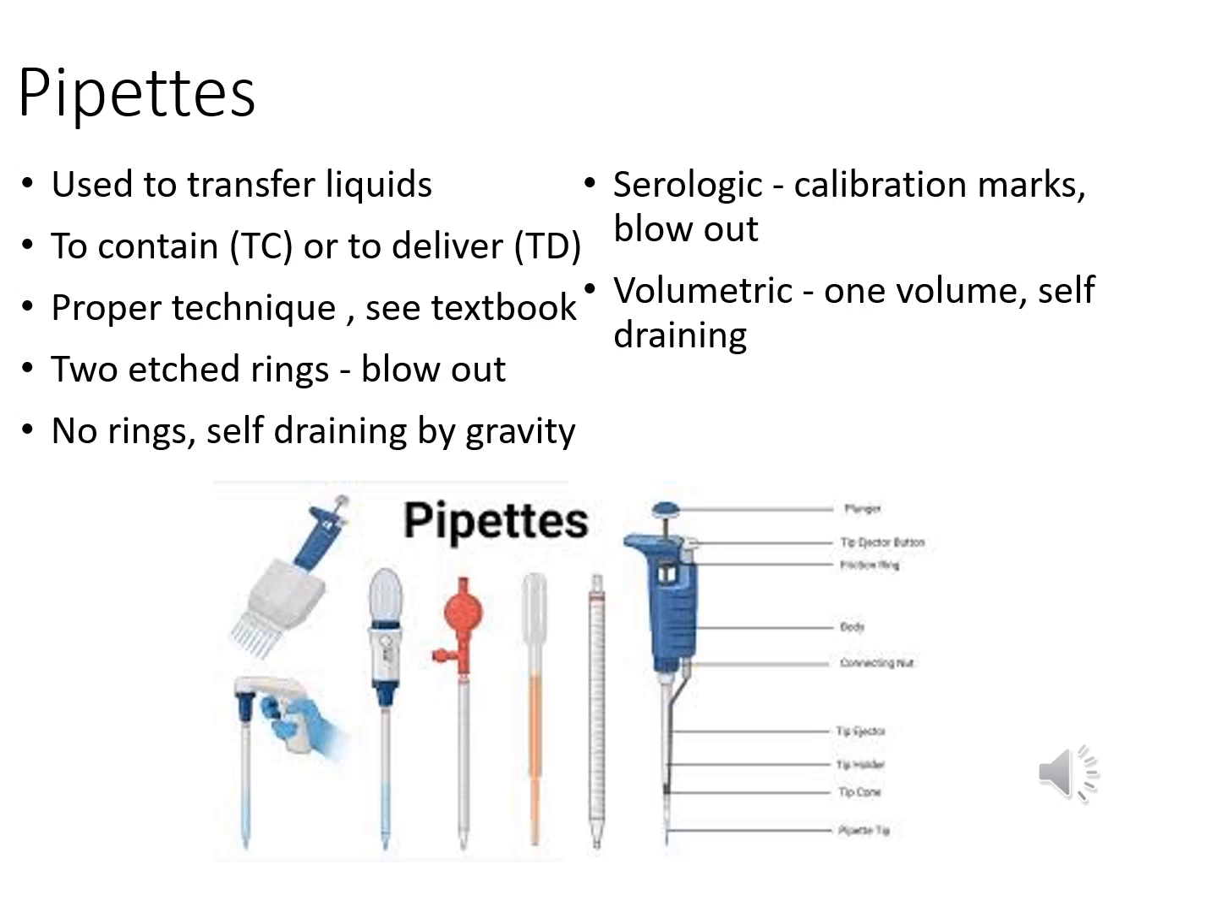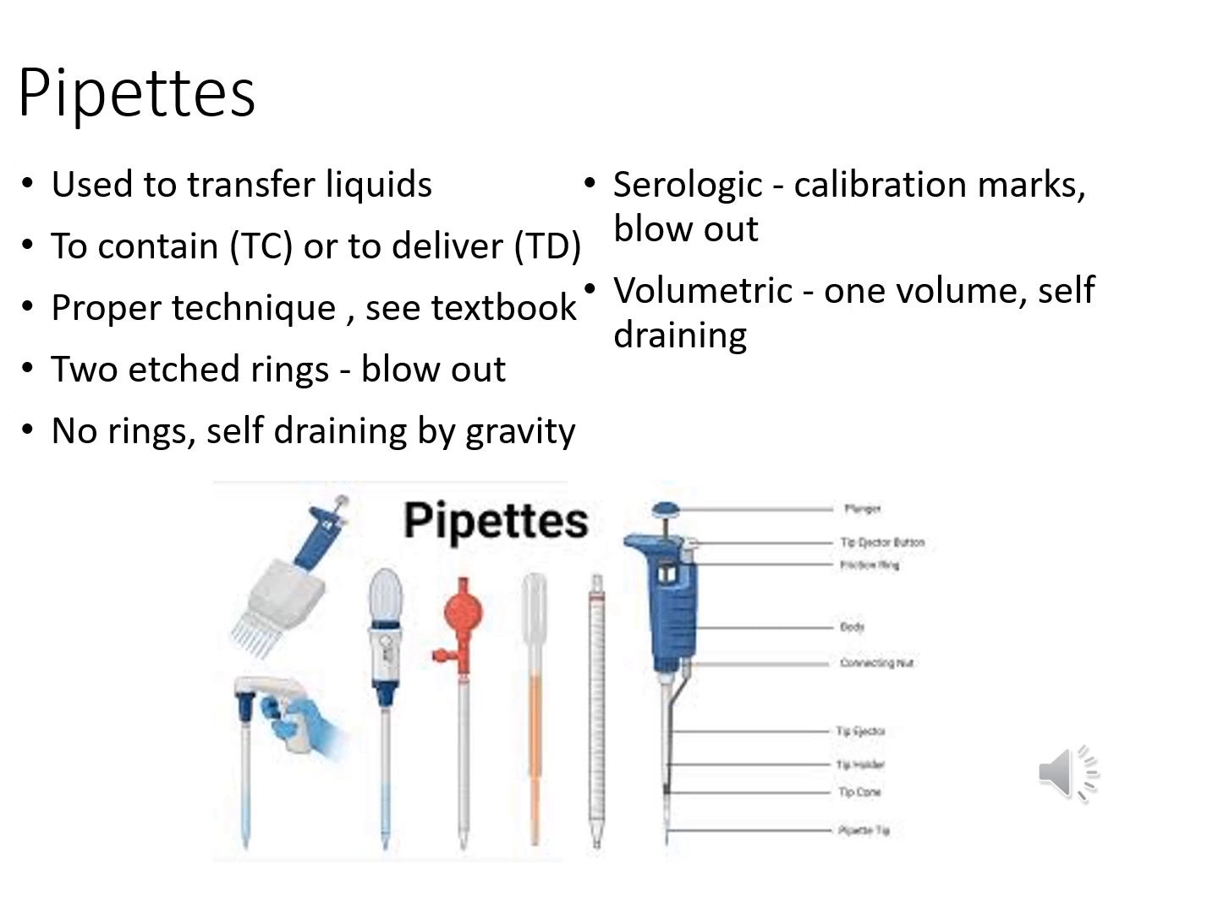For pipettes, there are different types of pipettes that are also used. The pipettes are usually used to transfer liquids, either to contain, which is a TC, or to deliver, which is a TD. You can see the proper techniques and how to use them in your textbook. Lots of times some of the glass ones will have etched rings, and that means that they are a blowout type of pipette. If they do not have those etched rings, that means that they are self-draining by gravity.